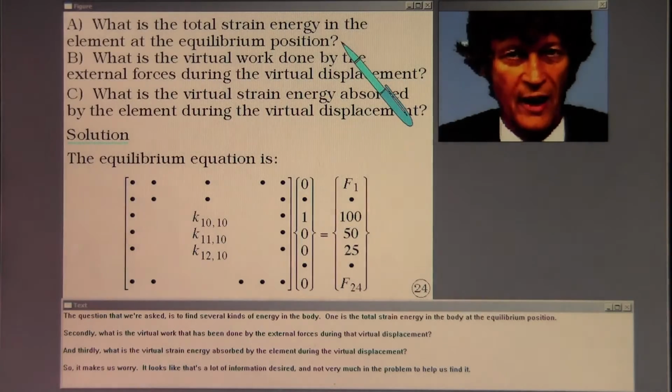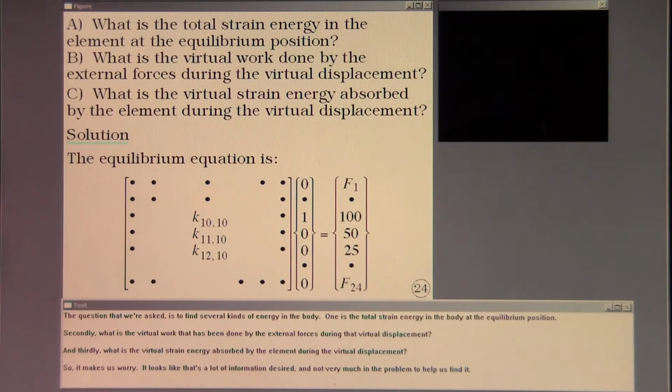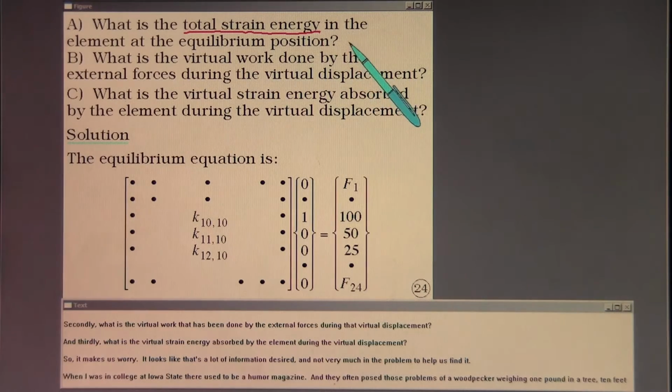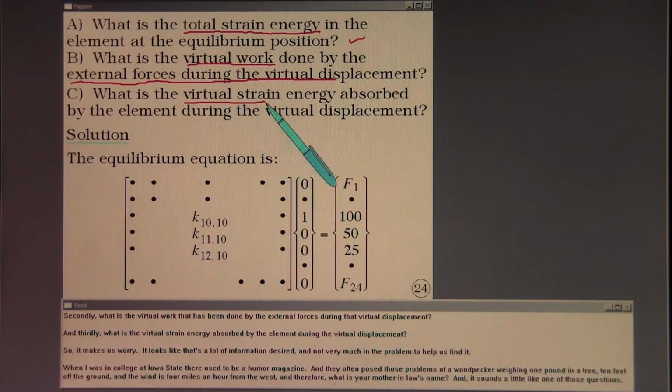The question that we're asked is to find several kinds of energy in the body. One is the total strain energy in the body at the equilibrium position. Secondly, what is the virtual work that has been done by the external forces during that virtual displacement? And thirdly, what is the virtual strain energy absorbed by the element during the virtual displacement? So it makes us worry.